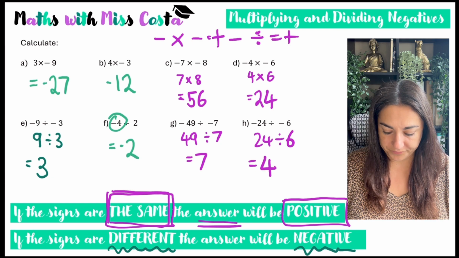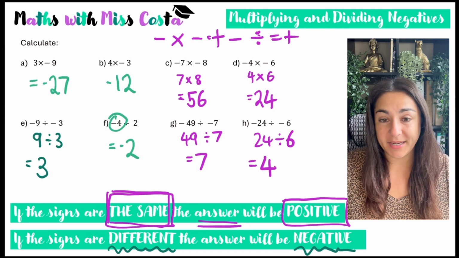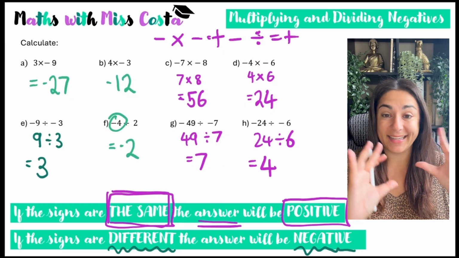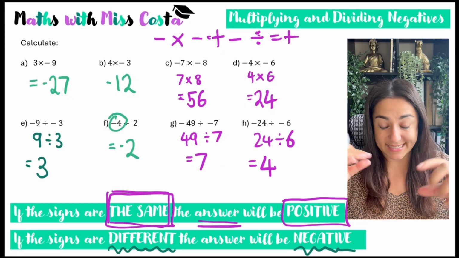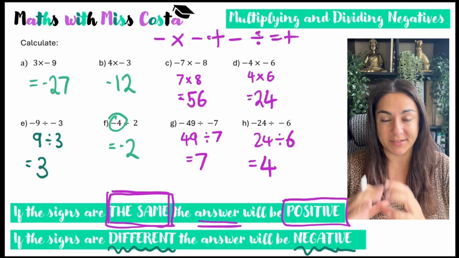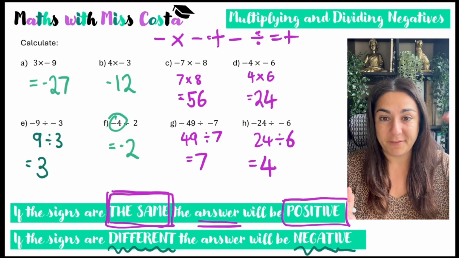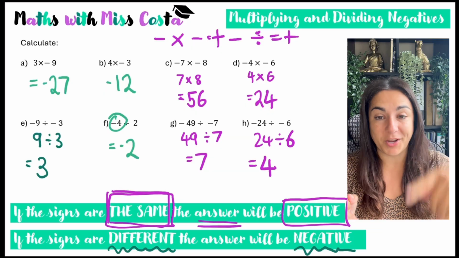So that's 4. Okay, so a little bit trickier here, but just remember, if the signs are the same, the answer is going to be positive. If the signs are different, the answer will be negative. And this is just for multiplying and dividing. For adding and subtracting, you use the number line and you go up or down.